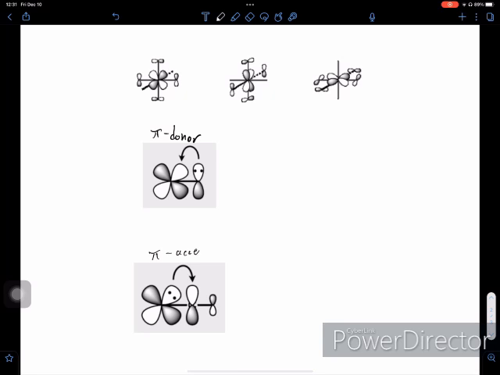Pi donor ligands have one or more lone pairs of electrons in the p orbitals that can donate freely into an empty orbital on the metal. An example would be chloride, bromide, iodide, or alkoxides. While pi acceptor ligands are typically ligands with an empty pi star orbital on the donor atom that can accept electrons from the metal. This is also known as pi back bonding. Examples could be carbon monoxide, nitric oxide, and cyanide.